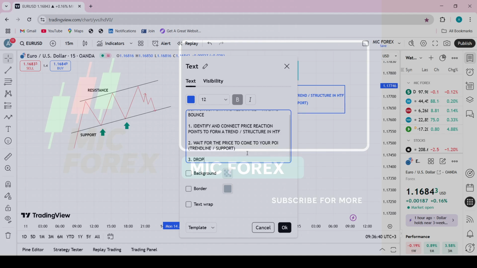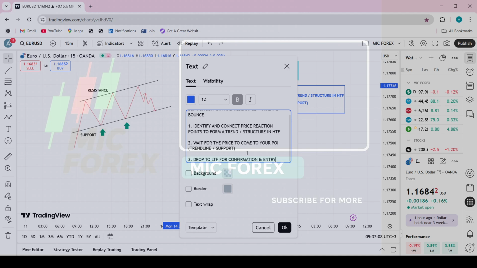Drop to a lower time frame for confirmation and entry. Do you hear now? You don't enter just any time. There has to be confirmation. So you're going to drop to a lower time frame to confirm. Then after you confirm, we enter.